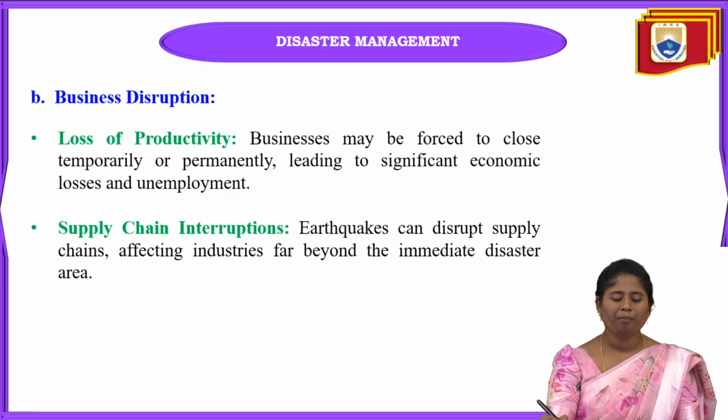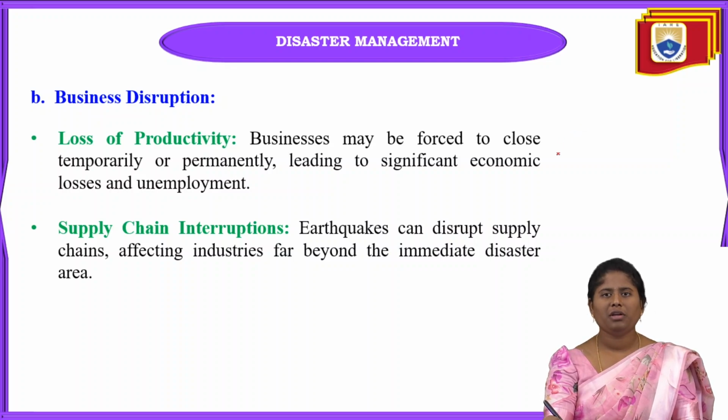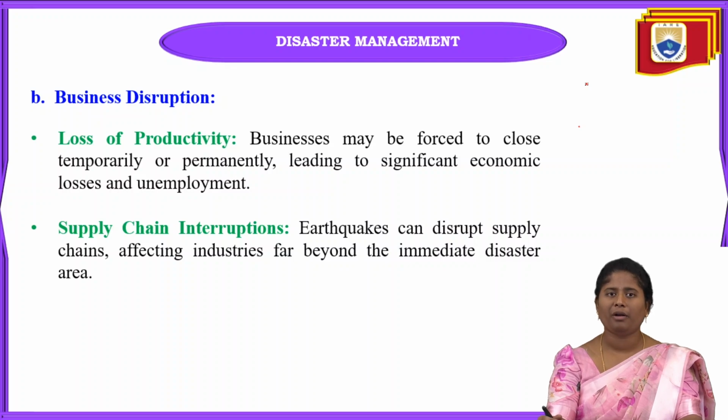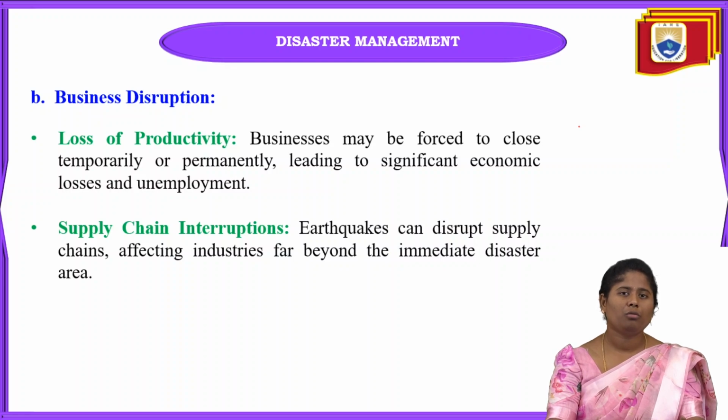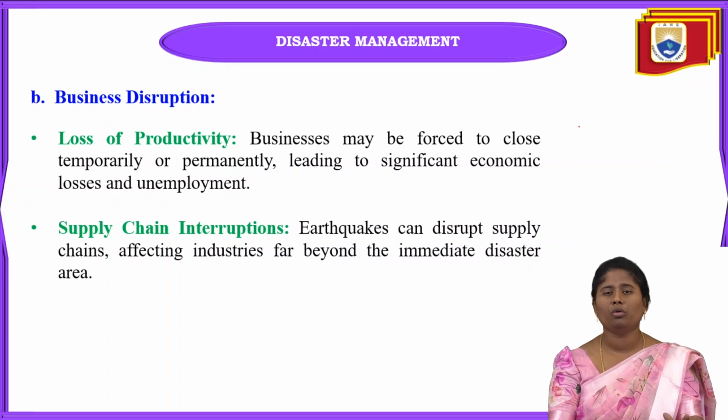How will it impact? First one is loss of productivity. Many businesses can be forced to close temporarily or permanently. Why? Because recently Corona happened, no? At that time, so many businesses closed, because so much damage occurred to the business. Some people temporarily closed their business, or some maybe closed their business permanently also. Because of these natural hazards, they can be forced to close their business temporarily or permanently. That will lead to economic loss and also unemployment.